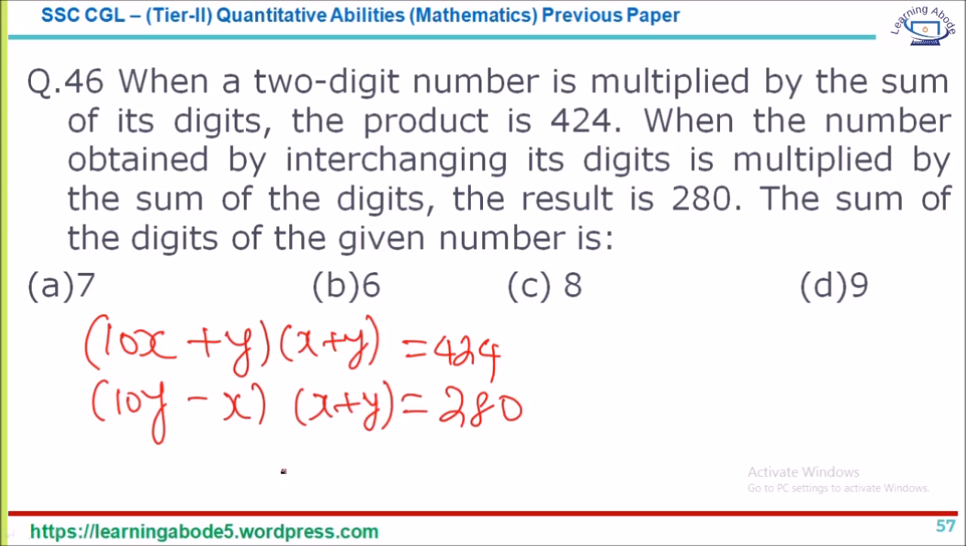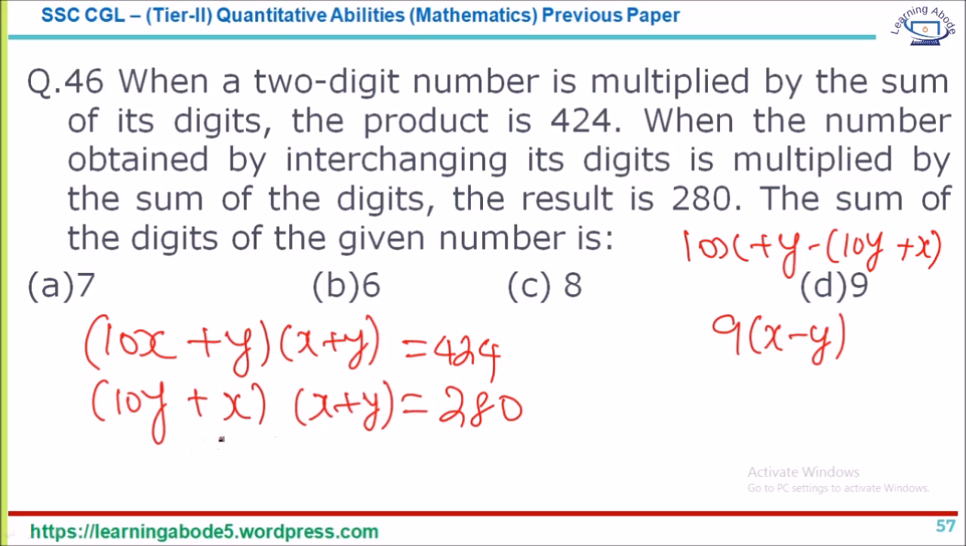Now let's just look at the difference between the digits. The original number is 10x plus y and the reverse is 10y plus x. Now if you take the difference, you will get 9 into x minus y. So that will be the difference between the numbers.